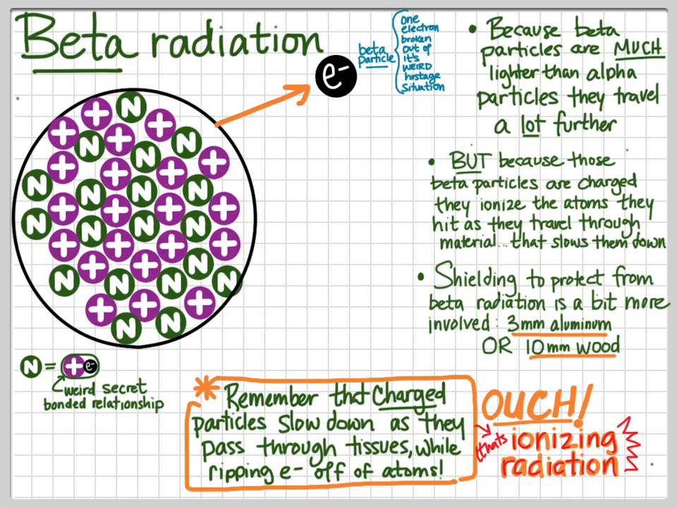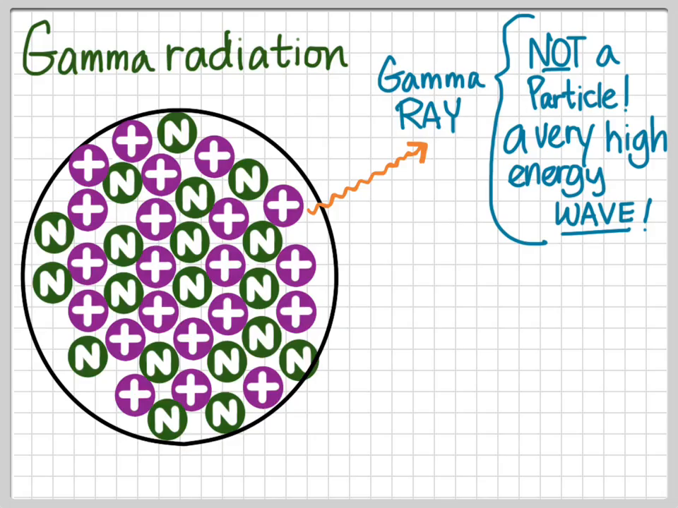Now, remember, because they're a charged particle, this is still ionizing radiation. That means it can damage tissue as it passes through it. It's not safe to be exposed to ionizing radiation in any large dose. But you want to talk about really dangerous? Let's talk about gamma radiation.